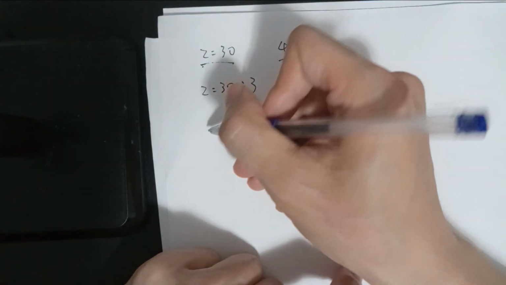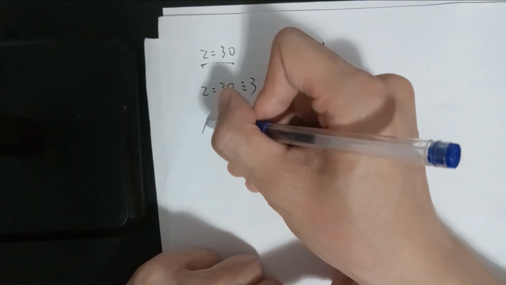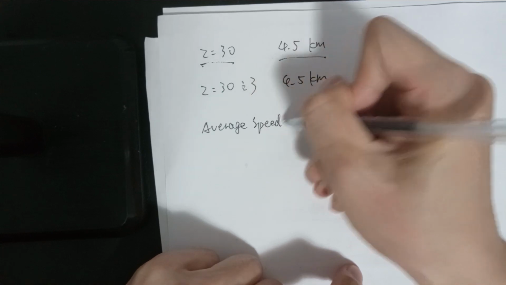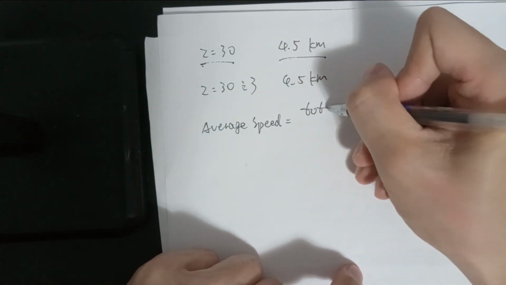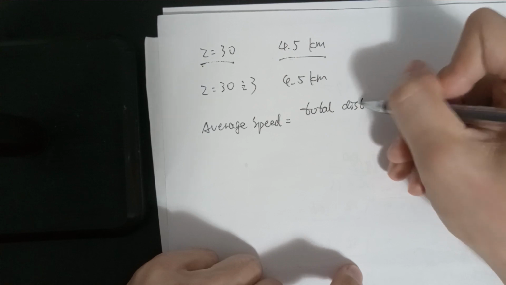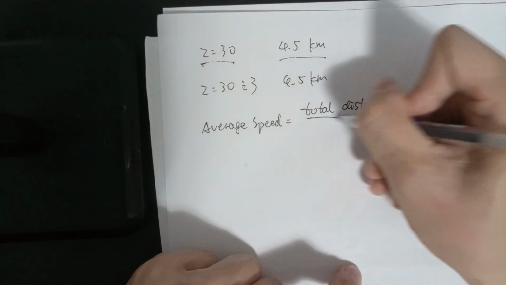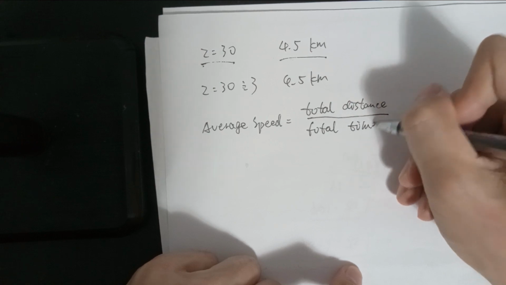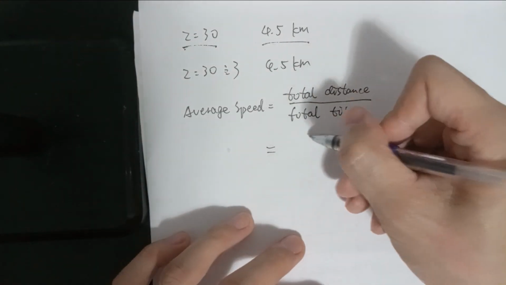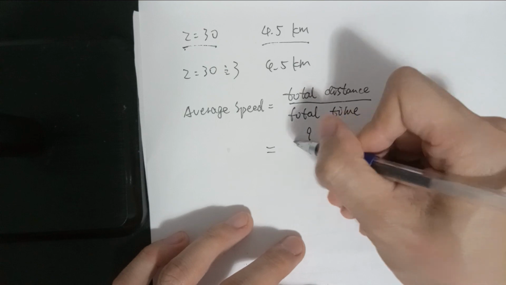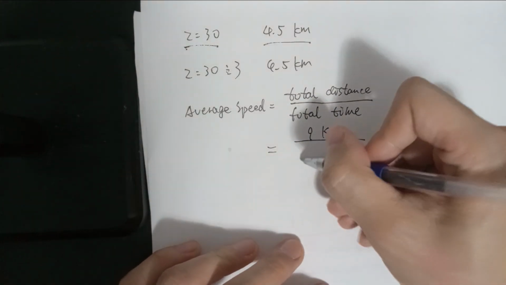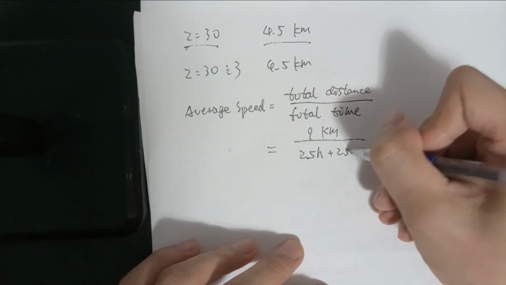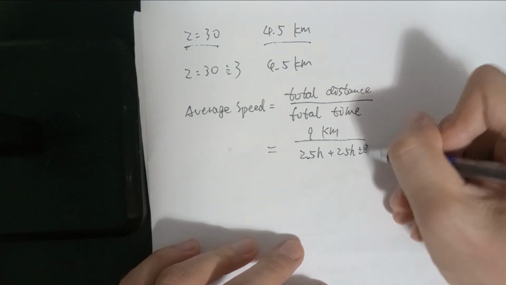Average speed is the total distance covered divided by the total time costed. Okay, then what is the total distance? Easily 9 km. Okay, what is the total time? It is 2.5 hours plus 2.5 hours, but this time divided by 3.